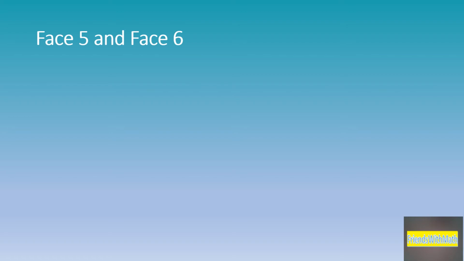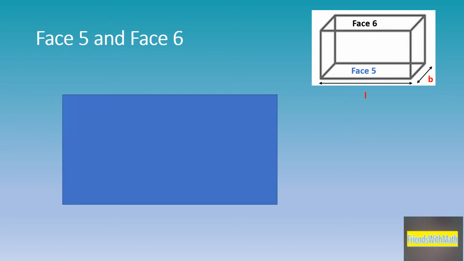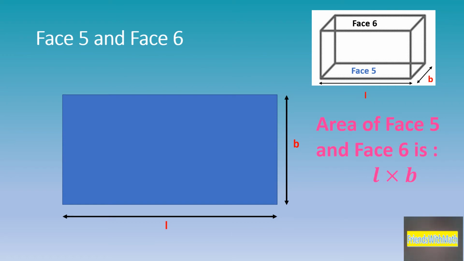Then area for face 5 and face 6, this is the cuboid, face 5 and face 6. So the dimensions here are length and breadth. So the area will also be L into B.